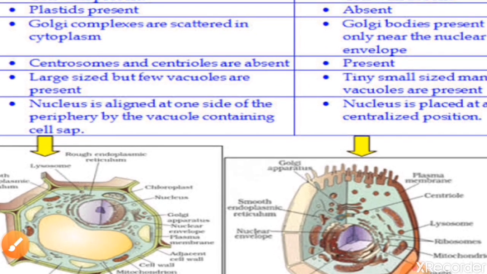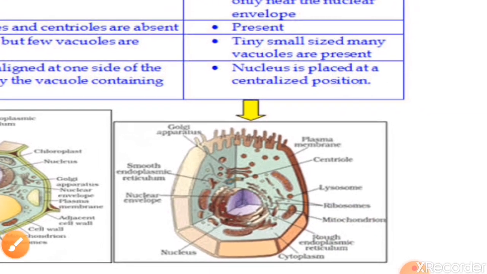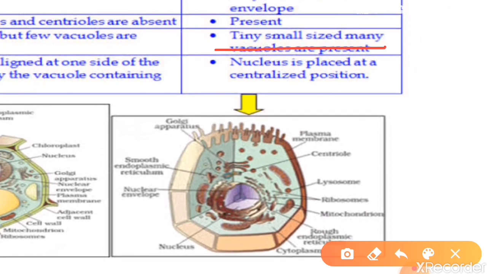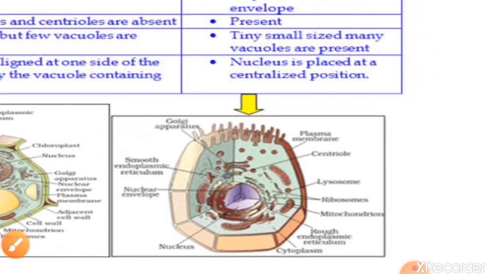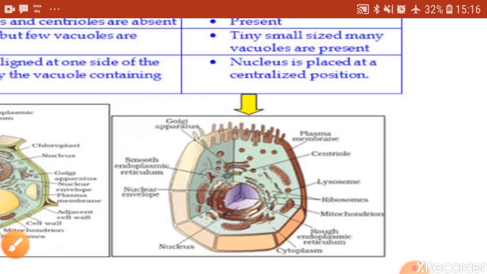The next thing that you find is the vacuoles. Just now I have told you that large size vacuoles but few in number are present in case of plant cells, but in case of animal cells, the vacuoles are very small in size and they are many in number. Many small vacuoles will be present in case of animal cells, right?